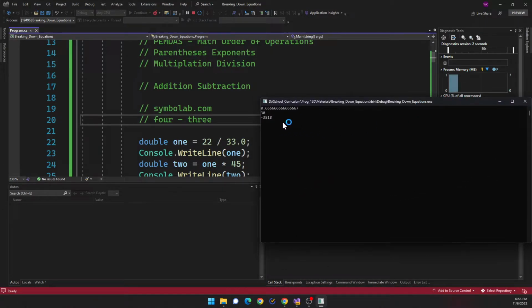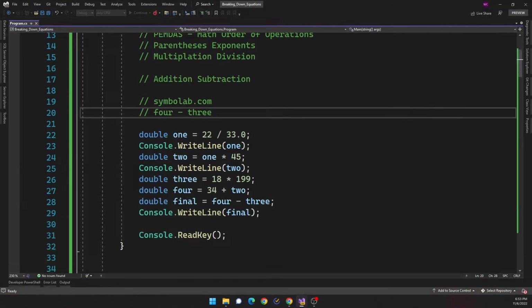Negative 3,518. This was a quick example of how to break down an equation and turn it into code. If you have methods for addition, subtraction, multiplication, and division, you can just pass these in as arguments instead of doing the math operations here. Following this, you'll see a full breakdown of how I did all the math on this and how you can use it with methods and other math operations.